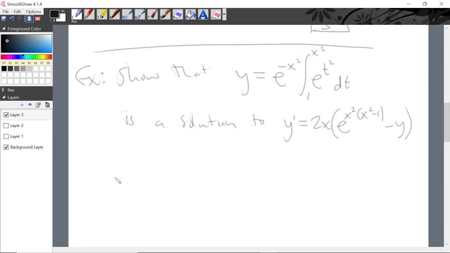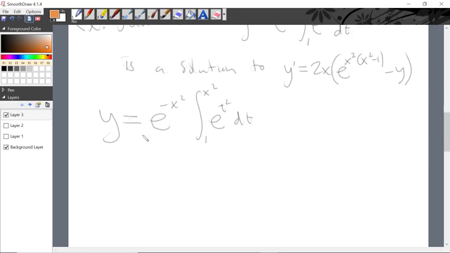Okay. Well, let's rewrite our function here. y equals e to the negative x squared times the integral of e to the t squared dt. Bounds are from 1 to x squared. So I'll note here then that this e to the negative x squared is a function of x. Let's call this f of x. And then note that this integral right here is of the form of an integral from a to x, f of t dt, which is also a function of x. All right, let's call it g of x.